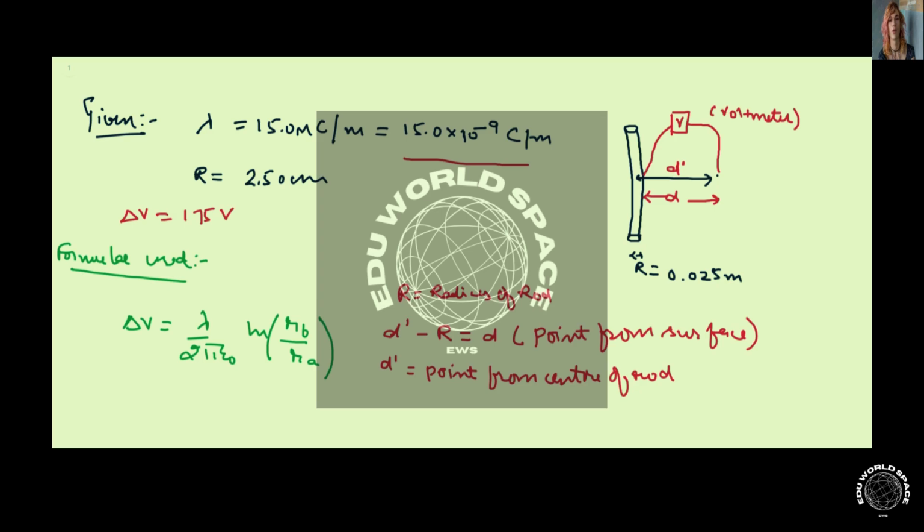This is a very small radius. The charge is a positive charge, which means whatever charge resides on this rod is just positive charge. So let's draw some positive charge here.